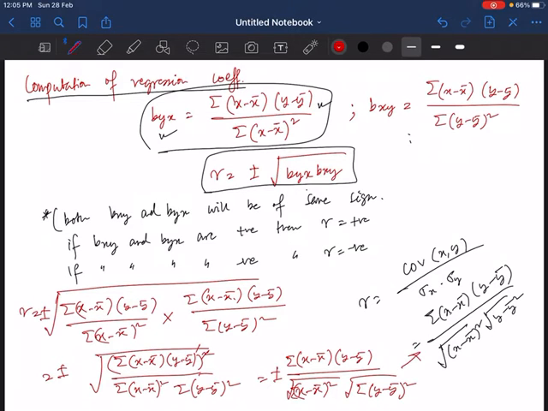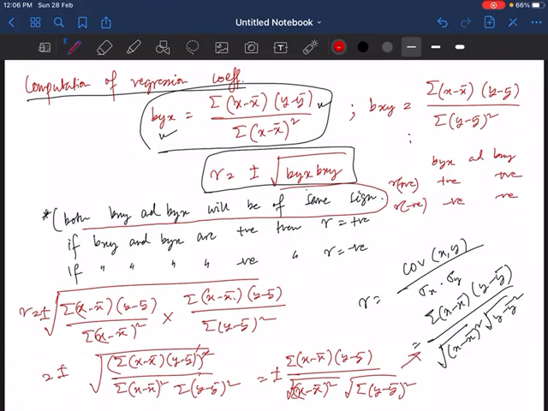Now what does this plus minus mean? Both bxy and byx will be of the same sign. So the two regression coefficients, byx and bxy, will be of the same sign. If they are both positive, then r will also be positive. And if they are both negative, then r will also be negative. Clear? So that's the theory of the regression portion.